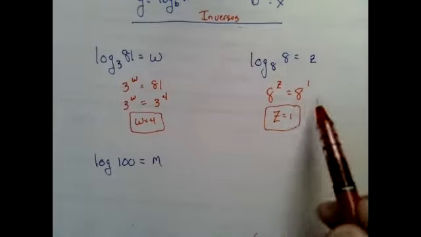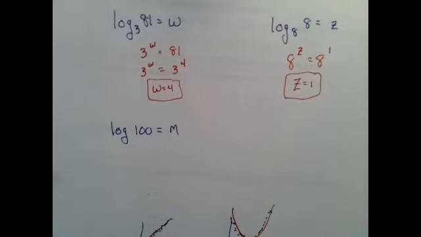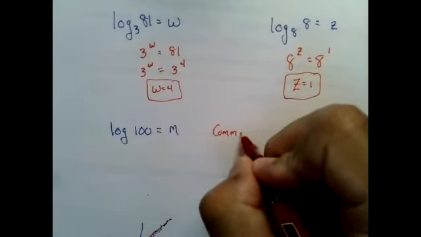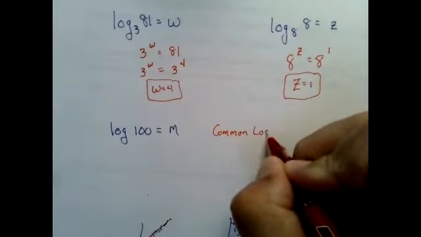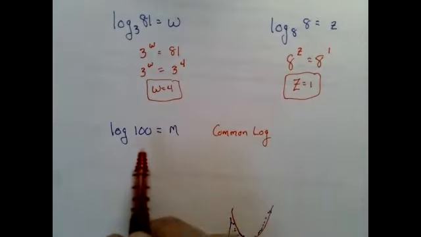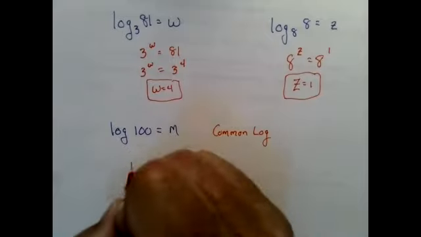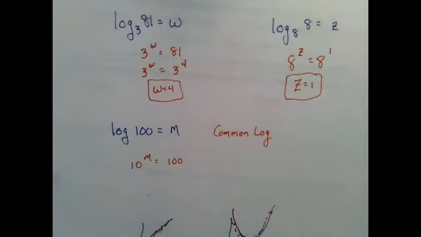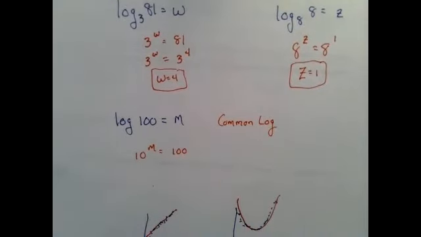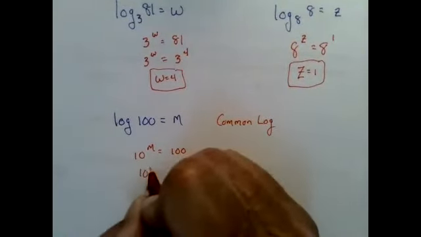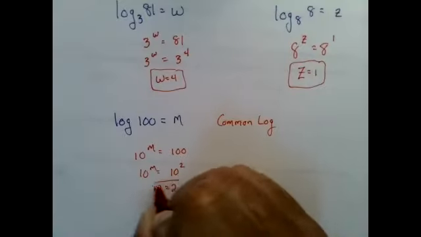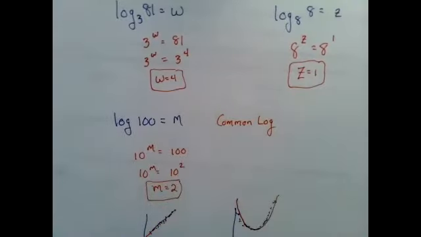Okay, do enough of these and it's going to really jump out at you. This guy had a name. It was called the common log. And if there's no base there, the base is 10. It's the one that's used the most. It's the common log. And 100 is 10 squared, so M equals 2.